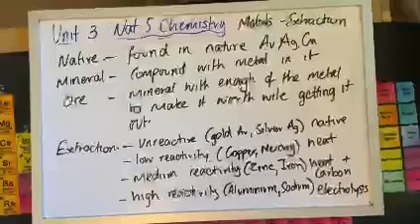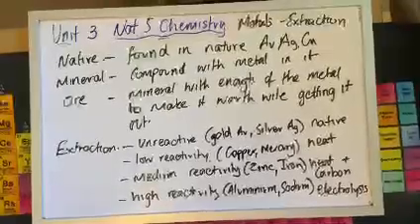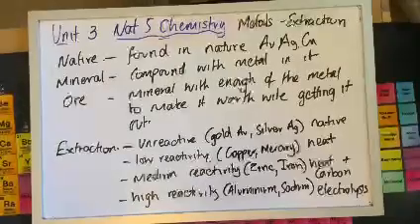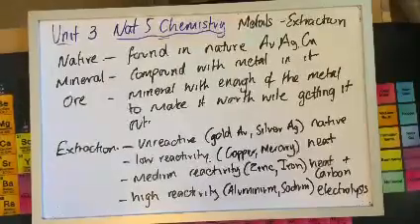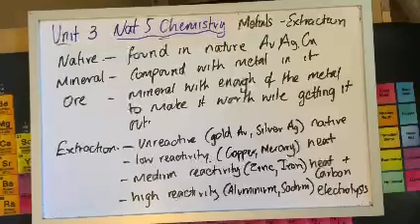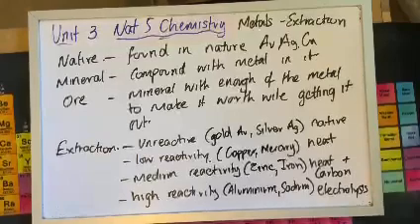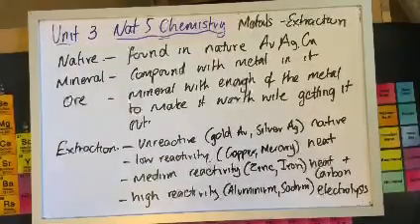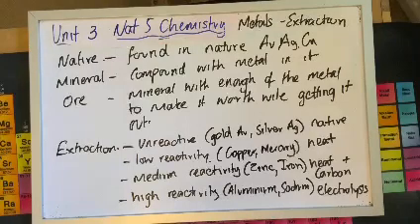Extraction. If it's very unreactive, things like gold, you'll be able to find it as gold. So there's no extraction involved. There are rivers in Scotland you can go panning for gold and actually find it. If you've got a low reactivity, copper, mercury, then quite often you can just heat up the ore that contains the metal and it will fall apart, decompose, just leaving you with the metal. More often than not though, you need a chemical to be able to remove the oxygen, that's generally what it is, that's combined with the metal.